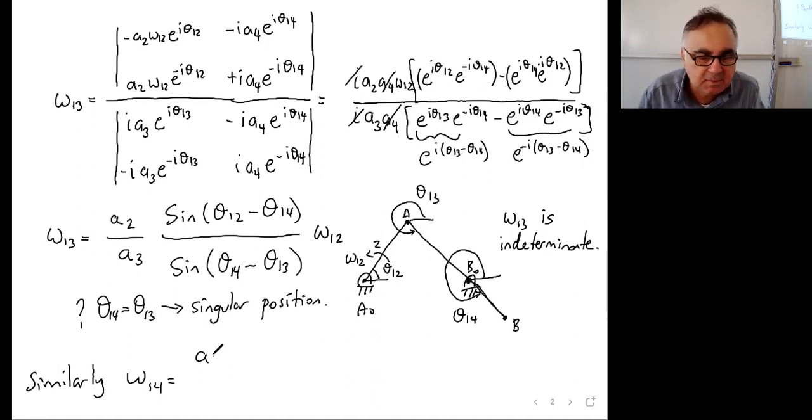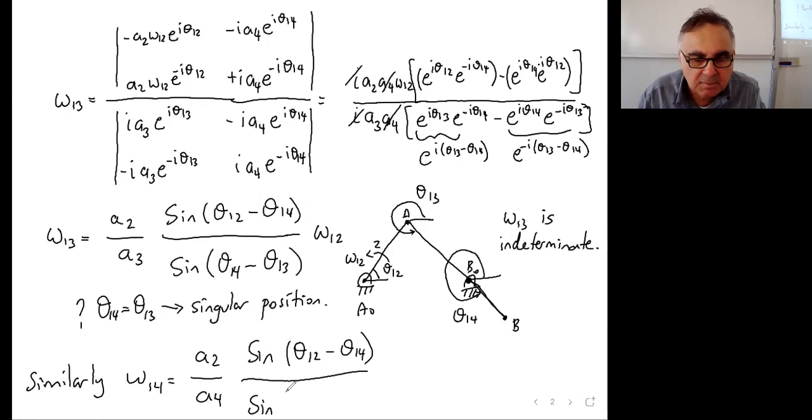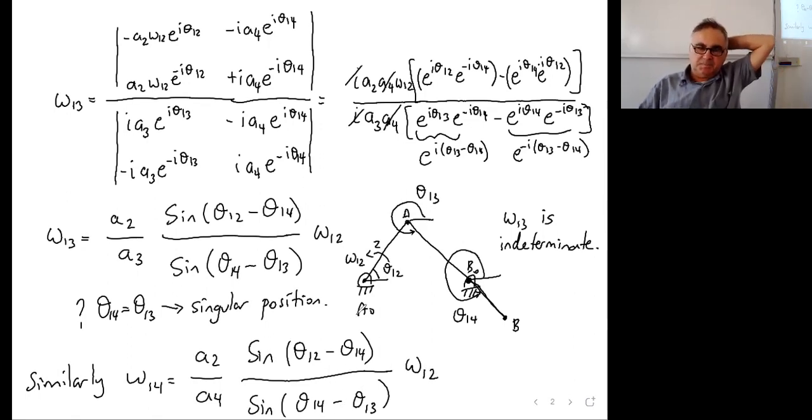Just the same thing. We take A2 over A4 this time. Sine theta 1, 2 minus theta 1, 4, over sine theta 1, 4 minus theta 1, 3. Again, we have a singular position, which is the same position, omega-1, 2. So these are the solutions for the velocities. This is one solution. This is the second solution.